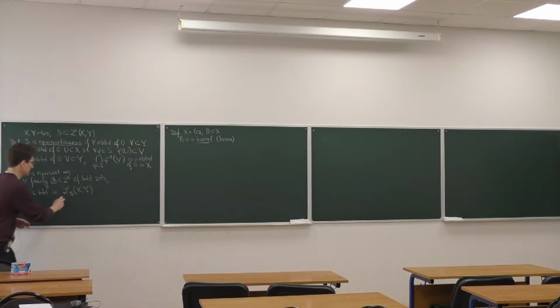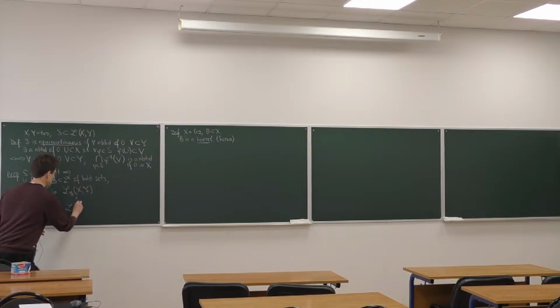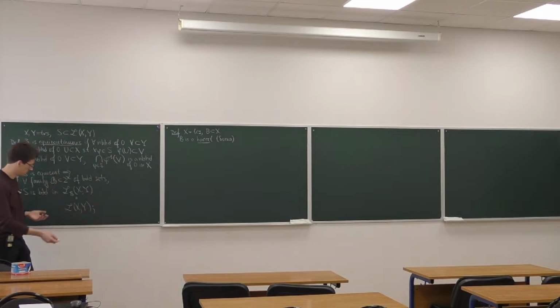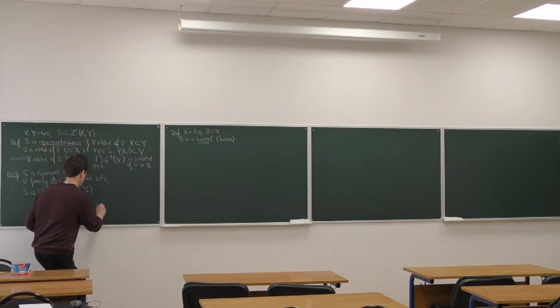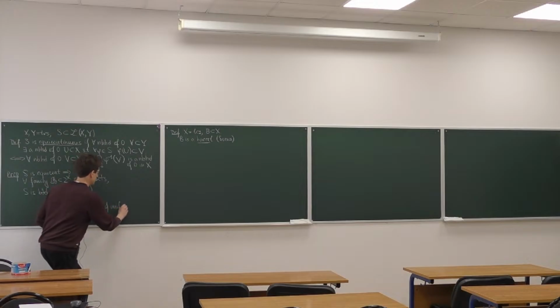Well, this is the space L of X, Y of all continuous linear maps from X to Y equipped with the topology of uniform convergence on elements of B.